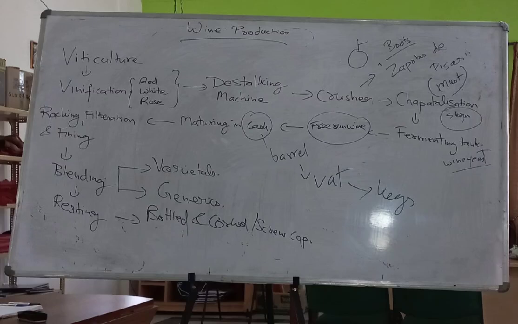Correct? Now, once the crushing is done, the grape pulp, when it gets crushed, that thickened liquid has a technical term. It is also known as must. M-U-S-T, must. The thickened grape liquid with the pulp is called must.